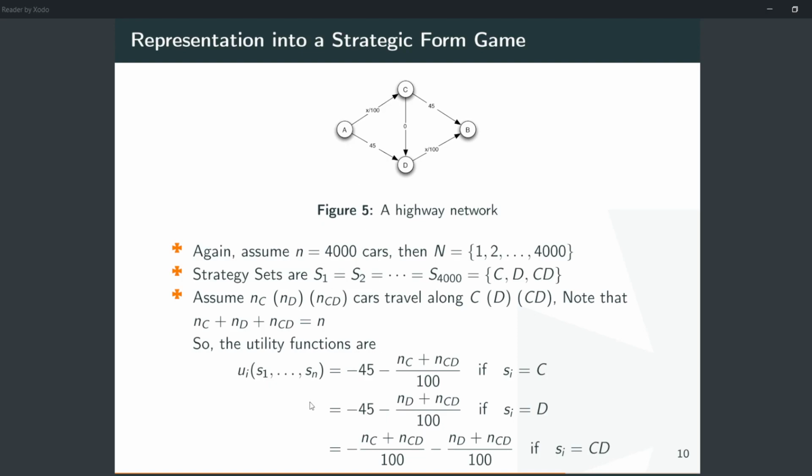So for example, I will calculate for the D1. First, the number of cars going here will be ND, and the time taken is anyway 45 for any number of cars. And then here the number of cars will be ND, and the cars from this route, that is NCD, would also be in this edge. So the total cars will be ND plus NCD, and the time will be ND plus NCD by 100. So that's how the utility is calculated. Similarly, we can see for the others.